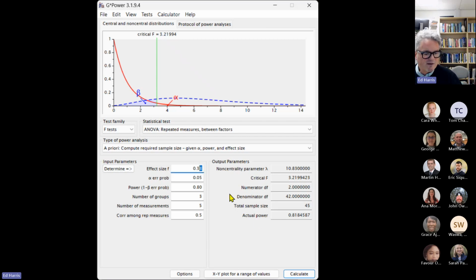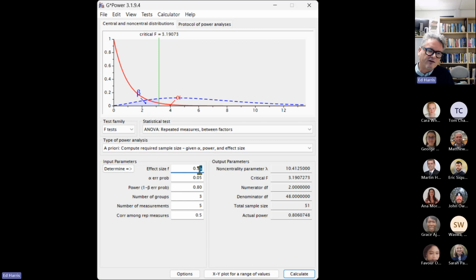Or if I'm down to 0.35, I calculate a total sample size of 51. So we can explore how variation in the assumptions impacts the required sample size, which is a typical thing to do with power analysis, and is what I will do on the one pager.